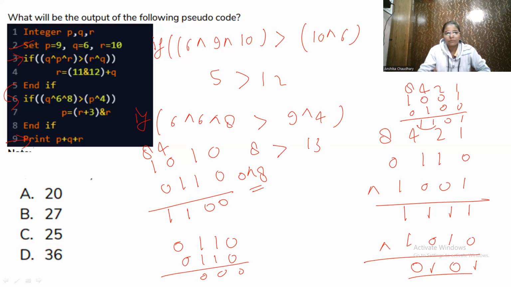We will directly come here and print P plus Q plus R. So what is the value of P? P is 9 plus Q is 6 plus R is 10. So it will become 16 plus 9. So it will become 25. So 25. Why? Because both of the if conditions were wrong, or we can say false. So the control will not go into the if part and it will directly go onto the print statement and print the actual values of P plus Q plus R. That means 25 will be printed over here.